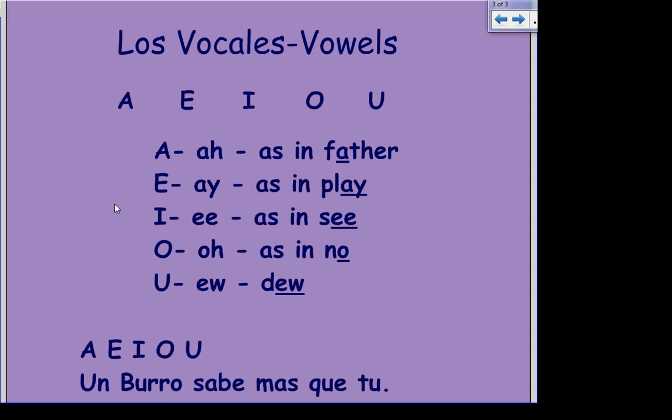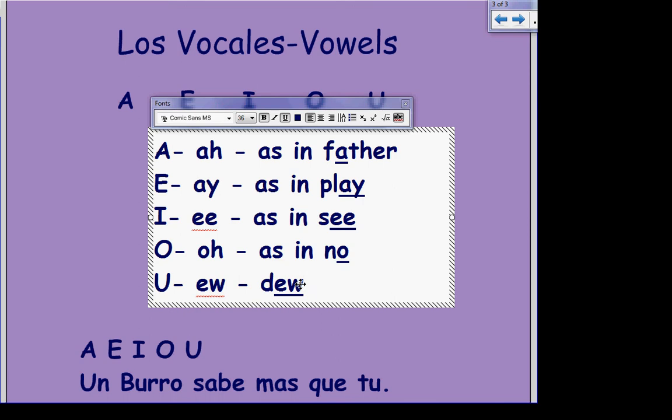When I was learning Spanish, I thought, man, the Spanish people are so confused. They call this A, and they call this A, and they call this E. Well, this should be A, and this should be E, but that's not the way it is. In Spanish, this is A, E, I, O, U.